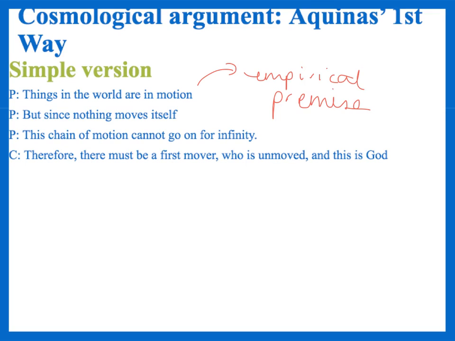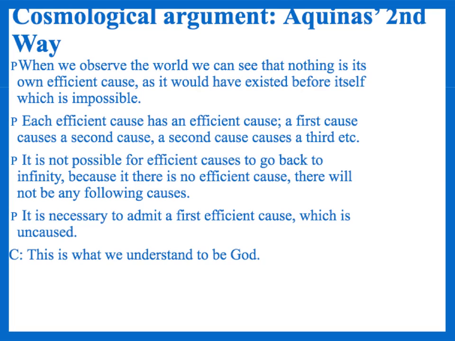But since nothing moves itself, this chain of motion cannot go on for infinity. Therefore, there must be a first mover who is unmoved, and this is God. So we can see that a lot of this has been slimmed down. Now, the second way, which is the way of the uncaused causer, is really similar to the unmoved mover.